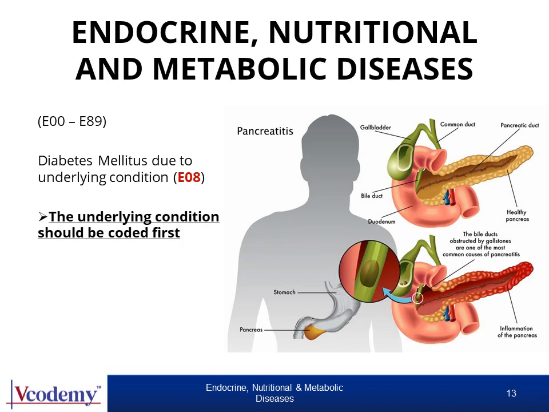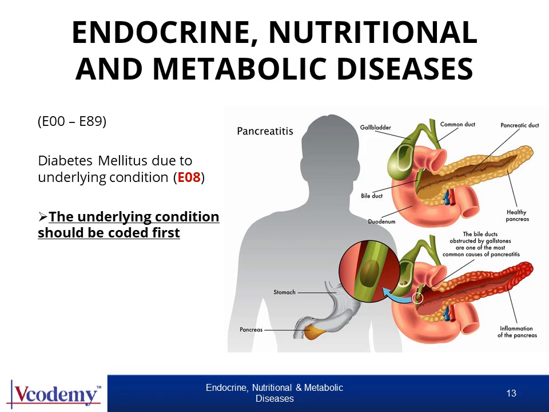Diabetes mellitus due to underlying condition with diabetic nephropathy. The code for diabetes mellitus due to underlying condition is E08. Here there is an underlying condition, and that underlying condition should be coded first.